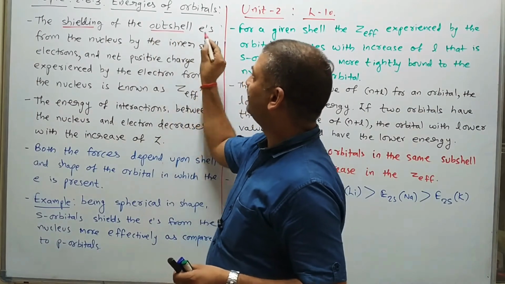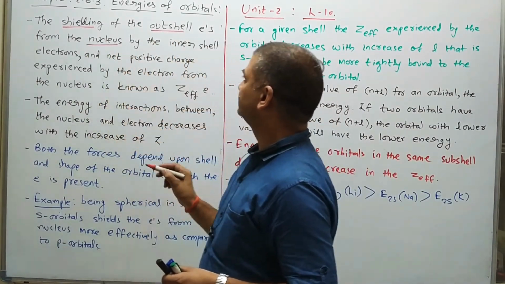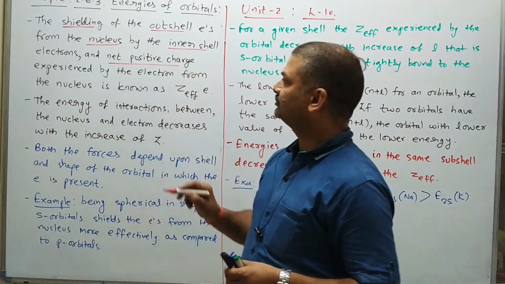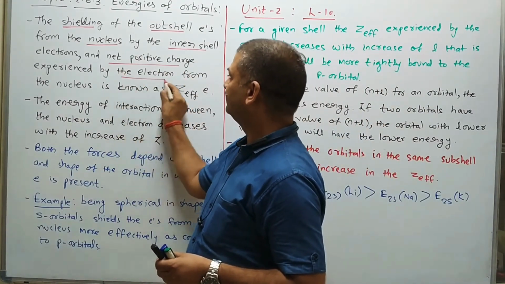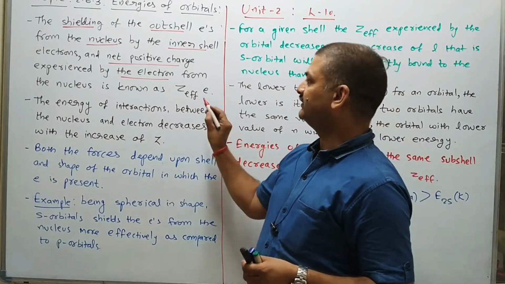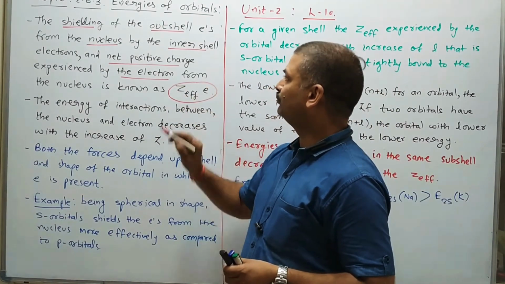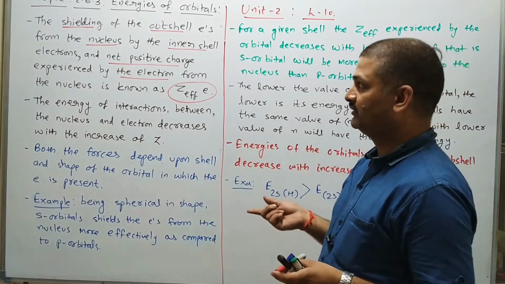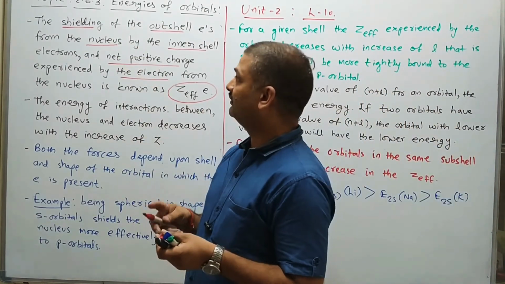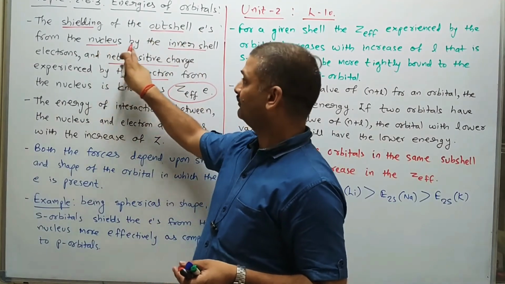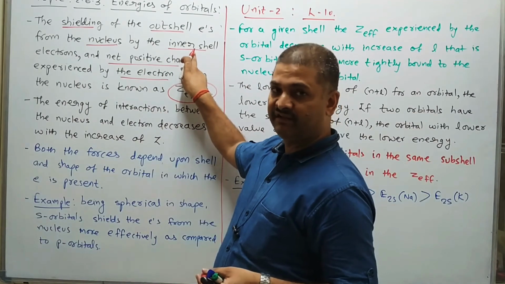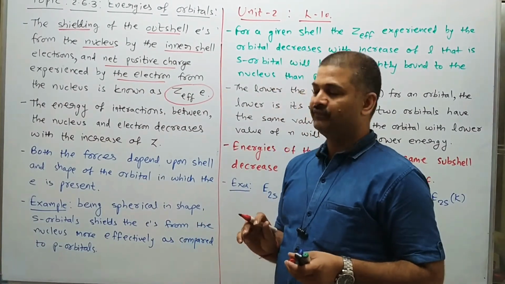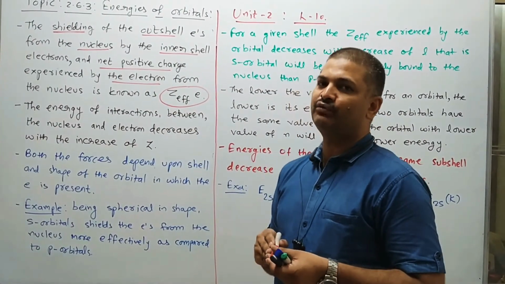outer shell electrons from the nucleus by the inner shell electrons, and the net positive charge experienced by the electron from the nucleus, is known as effective nuclear charge. This is the second important definition. पहला क्या था? Degenerate orbital. Now again, the shielding of the outer shell electron from the nucleus by the inner shell electron and net positive charge experienced by the electron from the nucleus is known as effective nuclear charge.